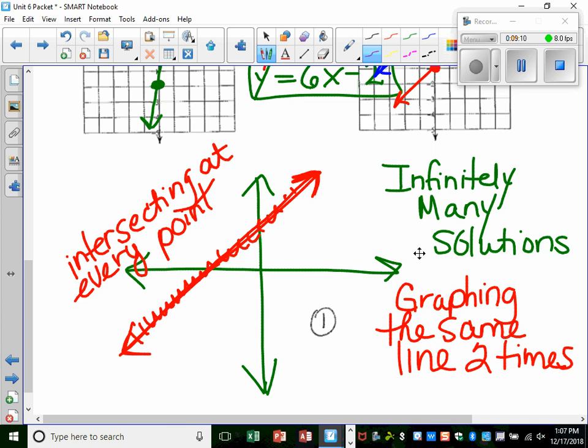So in conclusion, there are 3 types of solutions you can have. One solution where they actually intersect, no solution where the lines are parallel, or infinitely many where you have the same line twice. Those are the 3 available options. Okay.